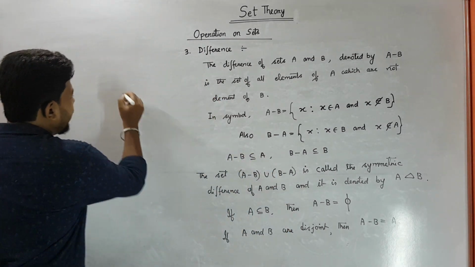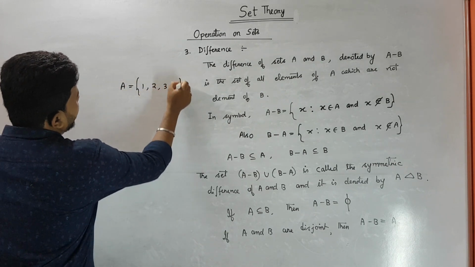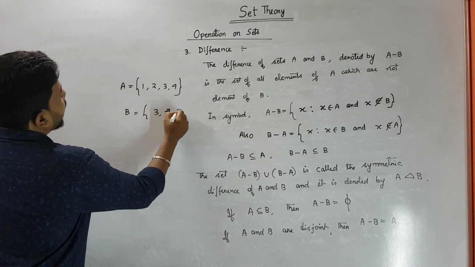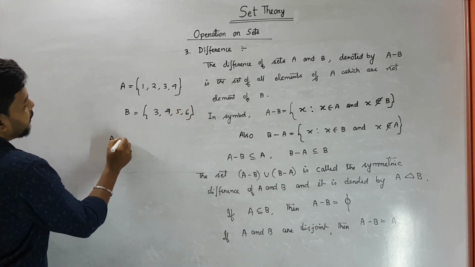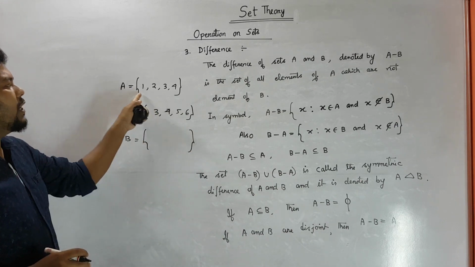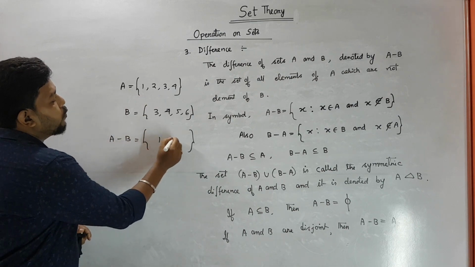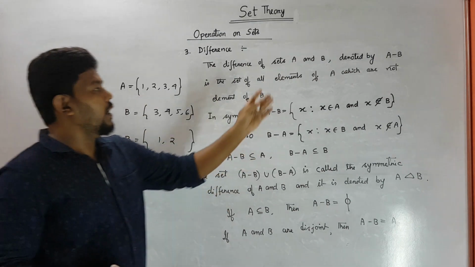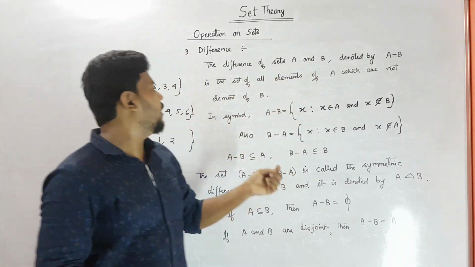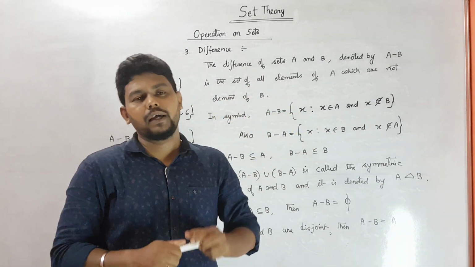For example, if you take capital A is equal to {1, 2, 3, 4} and capital B is equal to {3, 4, 5, 6}, now if I find A minus B, then in set A there are two elements which are present in set A only. Therefore, A minus B will be {1, 2}. That is, A minus B is the set of all elements of capital A which are not elements of capital B, the elements only present in set A, not in B.